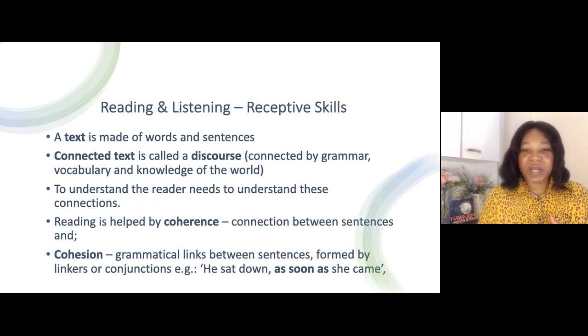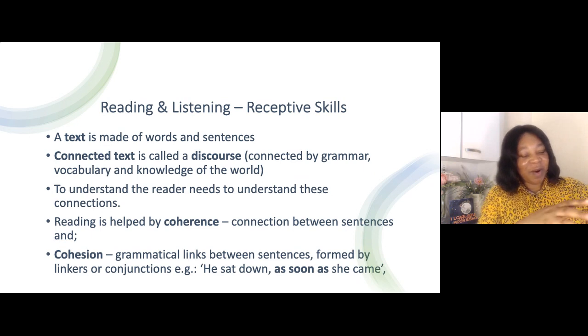So, with receptive skills, we have the text. Our text can be words or sentences. We have discourse or connected text. That's another name for a discourse. That's a text of maybe sentences or an oral text, with grammatical sequence, with vocabulary, and of course, it's meaningful. So there's the knowledge of the world. To understand, the reader needs to understand all of these connections. Okay, so reading is helped by coherence. That's a word you need to check, coherence. And it is also helped by cohesion.